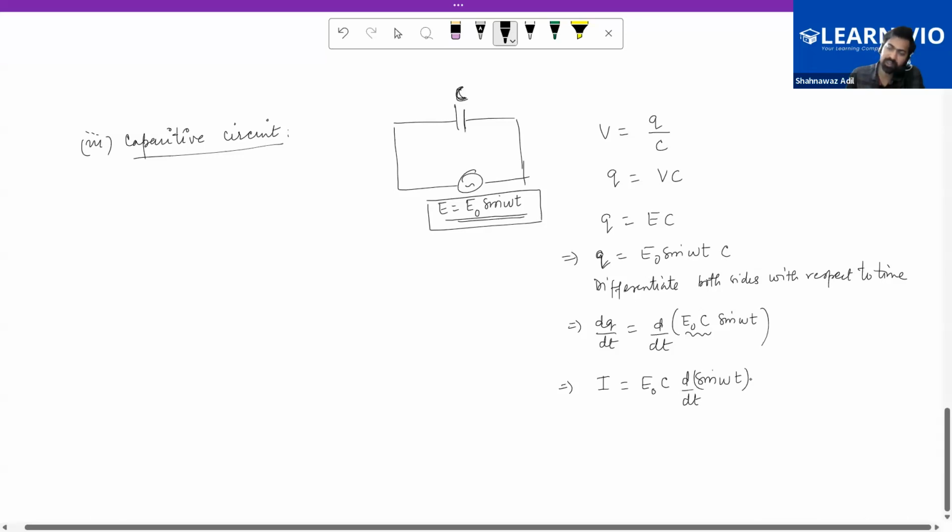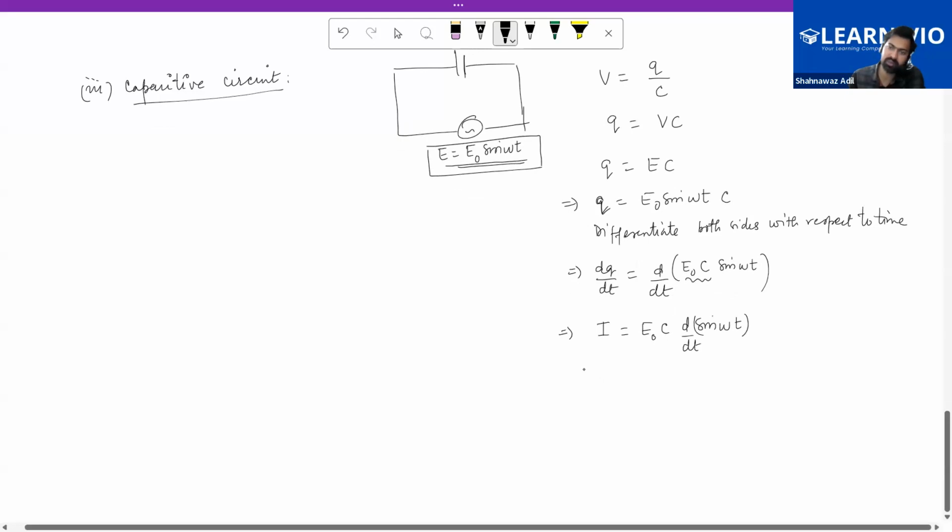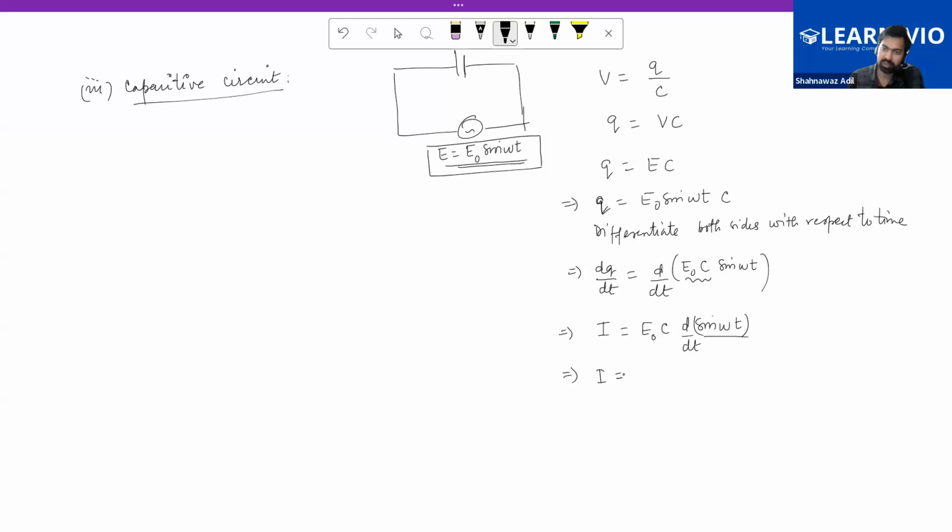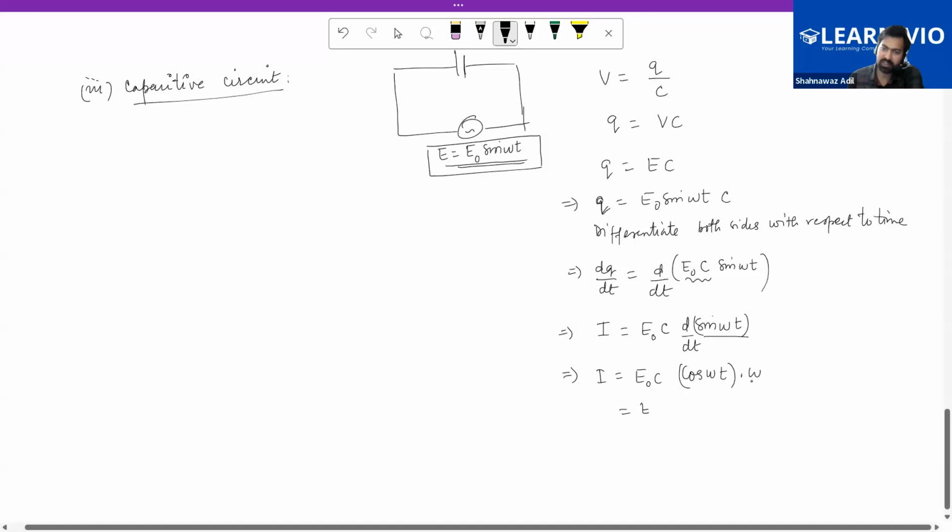So can anybody tell me what the differentiation of this function is? Anybody volunteering for the answer? Yes, cos omega t dot omega. Absolutely correct. Good. So that would be cos omega t dot omega. So we have applied the chain rule, right? Good. So then we see that this is E naught omega C and then cos omega t, and this is I.